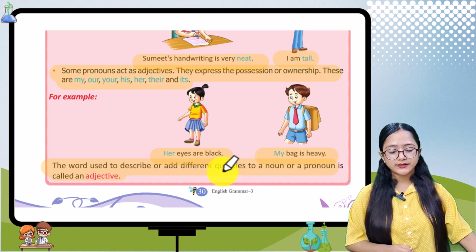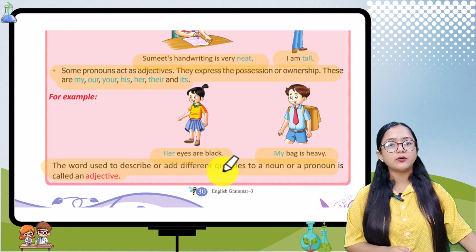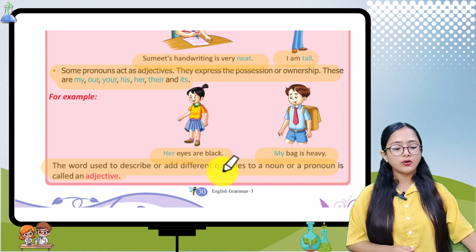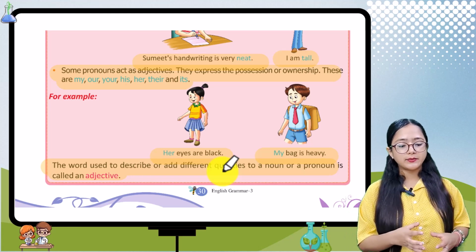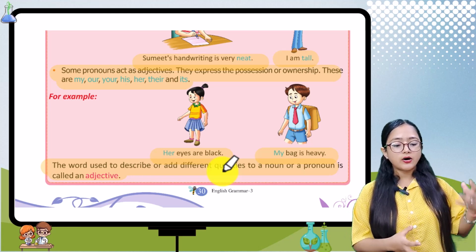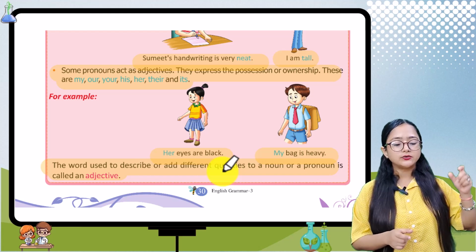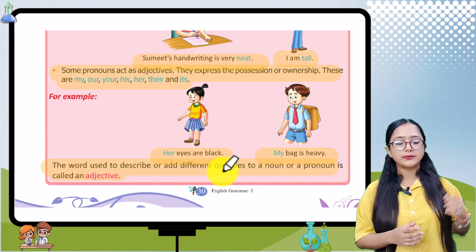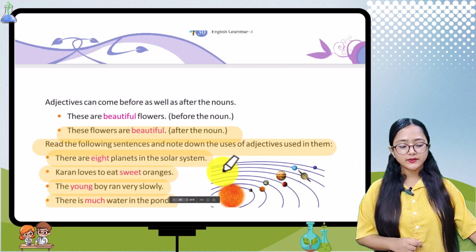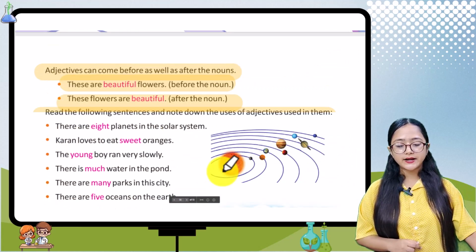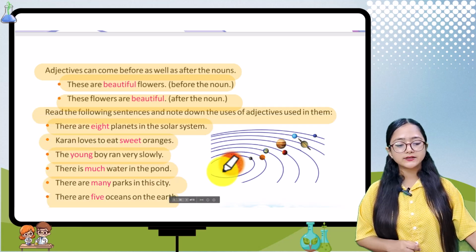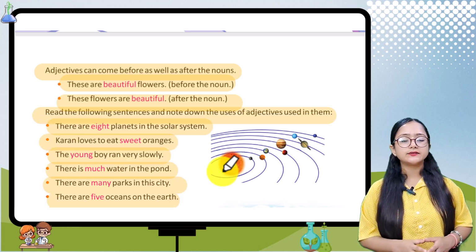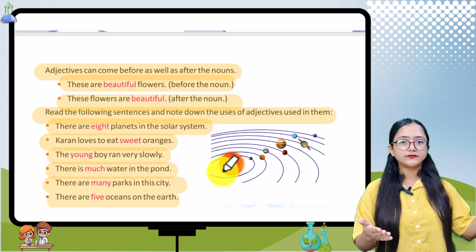Now the next thing, the word used to describe or add different qualities to a noun or a pronoun is called an adjective. The word which is used to describe or add different qualities to a noun or the pronoun, that is known as the adjective or the describing word. Okay. Now here it is saying adjectives can come before as well as after the noun. Adjectives can come before as well as after the noun.